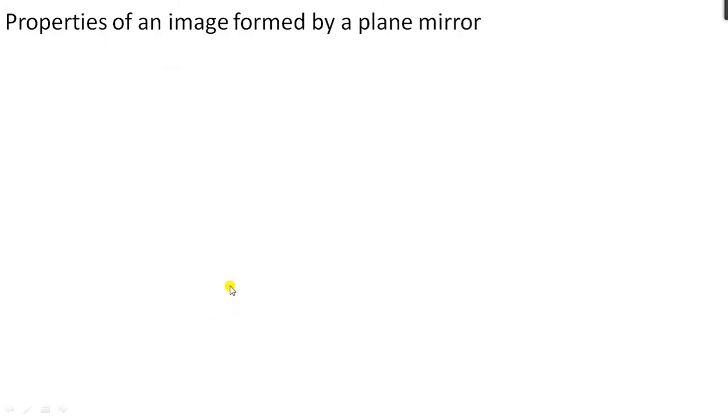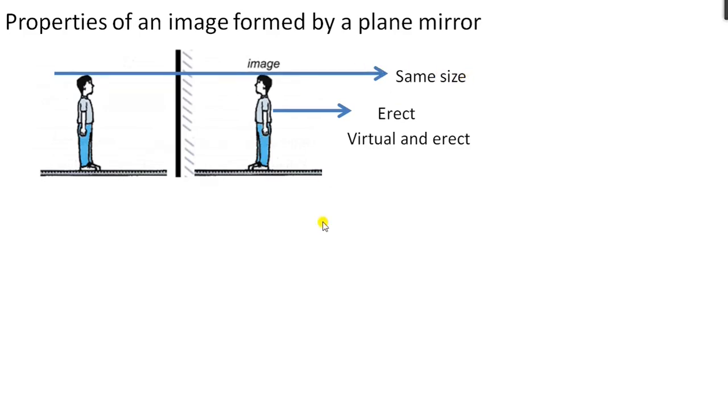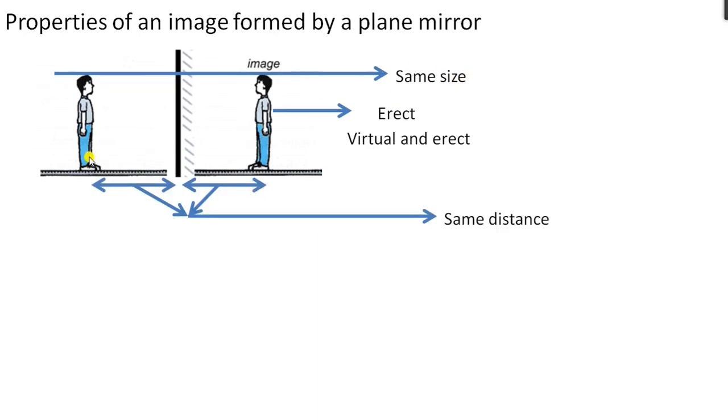So now let's see the properties of the image formed by a plane mirror. This boy is standing in front of the mirror and this is the image. Now you can see the image is erect, that means upright or vertical. So erect image is always virtual. So first property is image is virtual and erect. And the second property, the size of the image and the size of the object is same. And the third property, the distance of the object and the distance of the image is same.